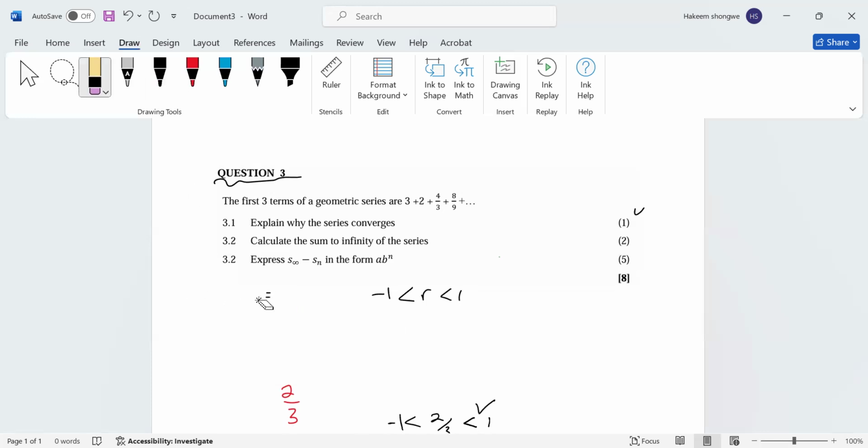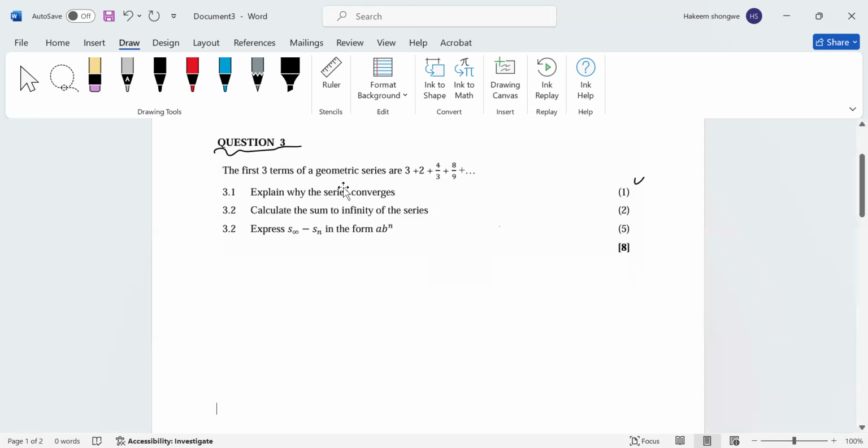So, ladies and gentlemen, 3.2, they say express sum to infinity minus Sn in the form a times b to the power of n. Now we're going to tell them more: sum to infinity minus Sn. And the other thing that Linus could have done, I think, is just tell us what this one is, and then tell us, okay, this one is 9. But you don't have Sn, so you look for Sn.